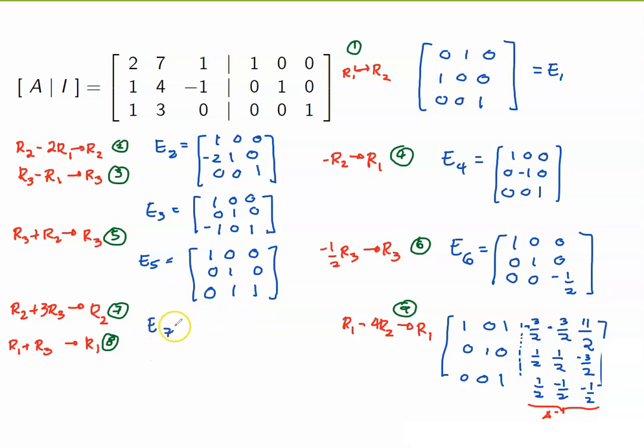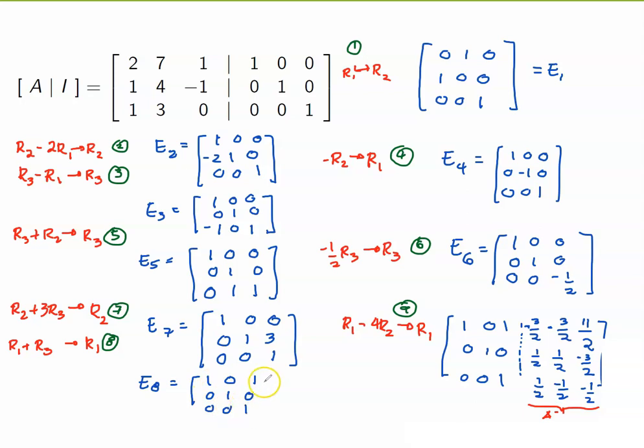For E7, we replaced row 2 by row 2 plus 3 R3. I will have a 3 over here. For E8, we replaced row 1 with row 1 plus R3. So we get 1, 0, 1. And lastly, for E9, E9 is 1, negative 4, 0.